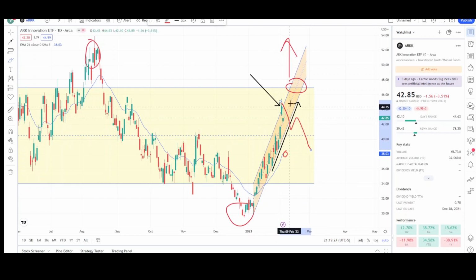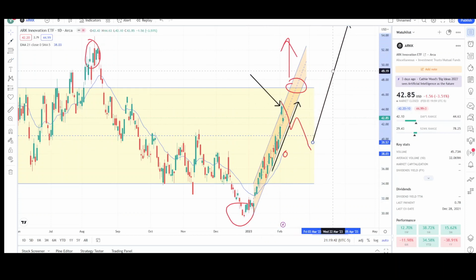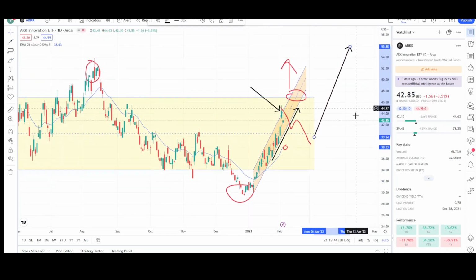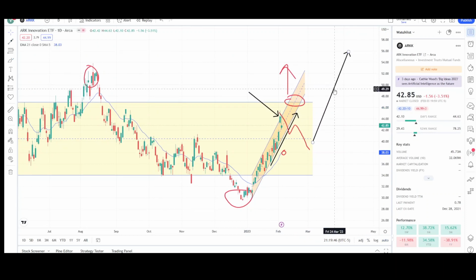We could just continue straight up from here, inside this orange channel, but a pullback would be nice for getting that second leg higher, because all this is currently just one massive leg. So whatever that pullback stops at, which I think it will, and we're going to continue higher, the measure move target will be the next leg up. So we'll have to wait and see.